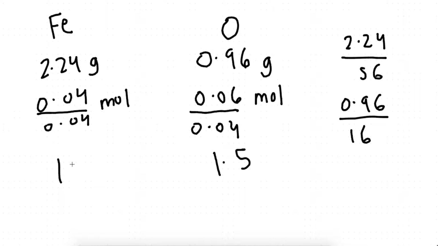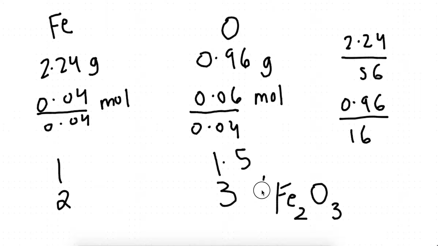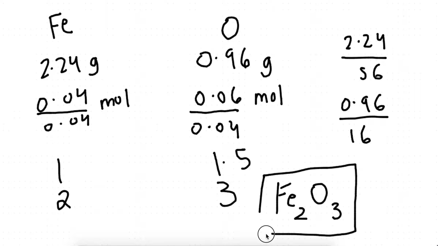1 times 2 is 2. 1.5 times 2 is 3. There we go. We now have whole numbers. We've got whole numbers. Everything is settled. We just need to write down the empirical formula based on these numbers. So the empirical formula is Fe subscript 2, O subscript 3. This is your empirical formula. So simple, right guys? Let's do more examples to reinforce your understanding.